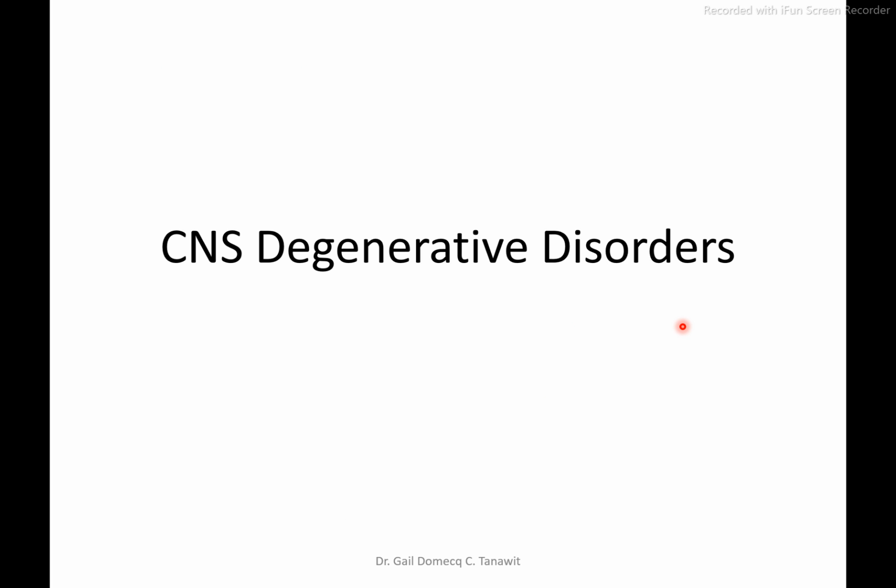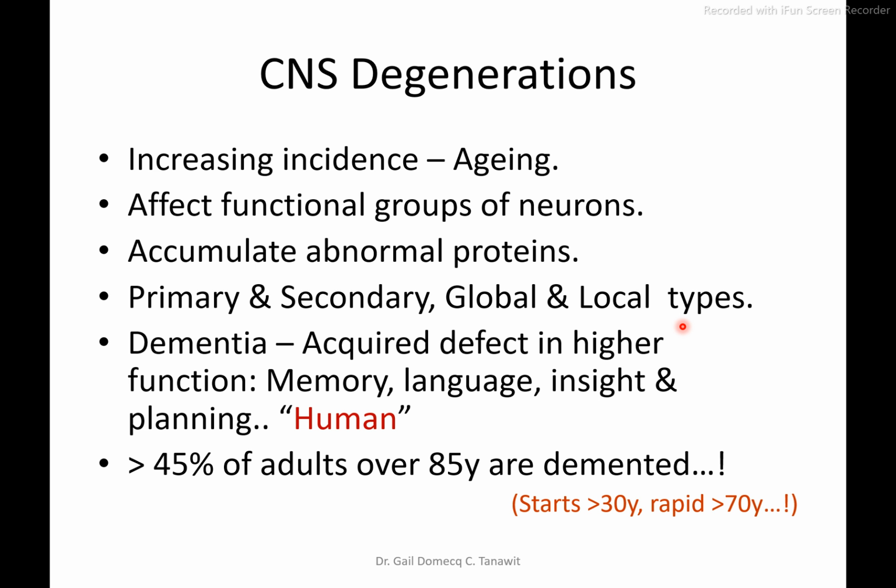Now, there are lesions, of course, in the brain. All of our organs are not immune to pathology. First of all, we'll talk about your CNS degenerative disorders. These are seen in patients who are aging. It basically affects functional groups of neurons. Sometimes the pathology can lie within the accumulation of abnormal proteins. You can have a primary and secondary CNS degeneration. There can also be global and local types.